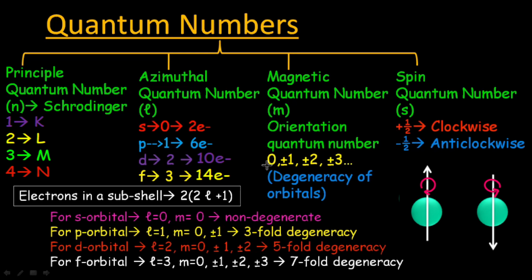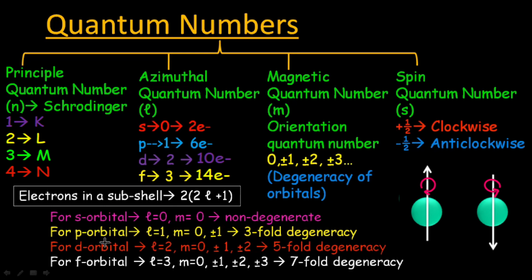The magnetic quantum numbers start from 0, plus minus 1, plus minus 2, plus minus 3, and so on. For s orbital, the L value is 0 and M value is also 0. This magnetic quantum number value 0 tells us that the orbital is non-degenerate. And this is how we found out that s orbital has probability of finding the electron equal in x, y, and z direction. And it is non-degenerate.